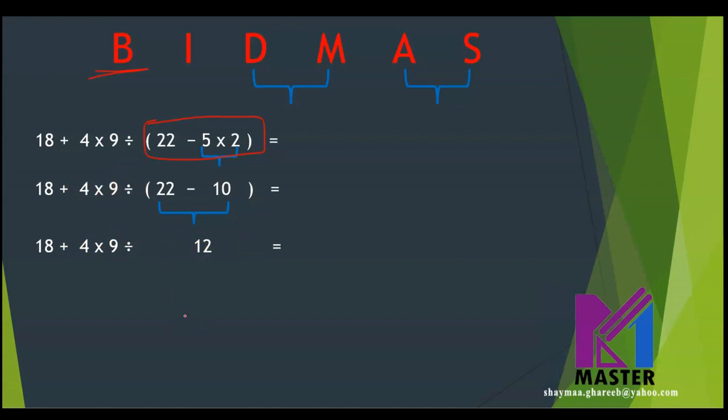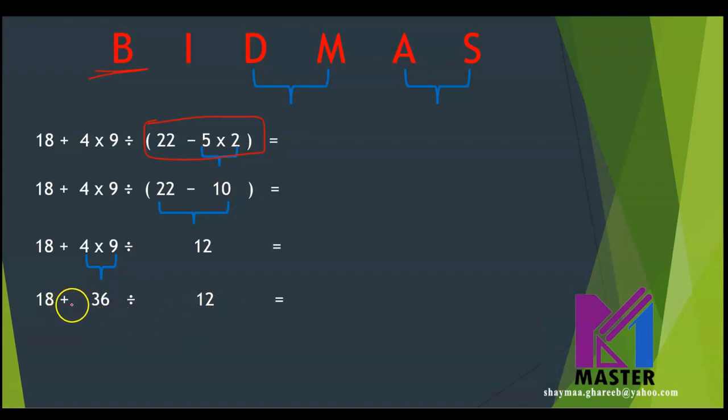Is this clear? Now I will look at the sentence. I will remove the bracket because I found the final answer of the bracket. Now I have addition, multiplication, and division. So which one should be done first? The multiplication. So 4 times 9 is 36. So I will rewrite the sentence 18 plus 36 divided by 12.